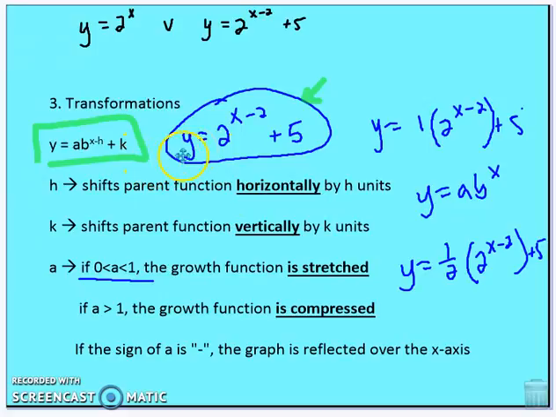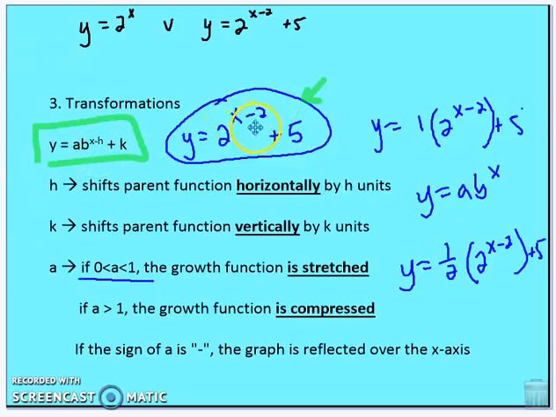So let's take an example: y = 2^(x - 2) + 5. Let's relate it to the parent form of the transformed exponential growth and decay function. a in this case is just 1, it's not stated. b is 2, so this is a growth function. My value for h is not -2, but 2, because I start out with a form of the function of x minus h.